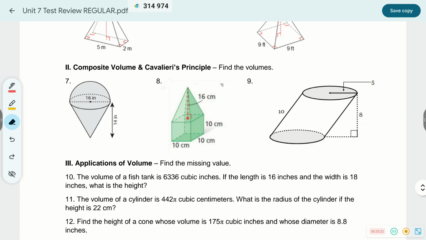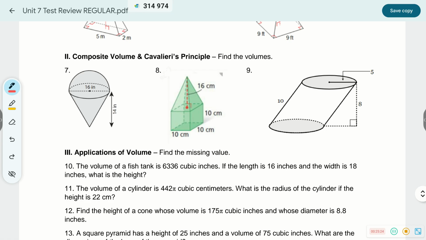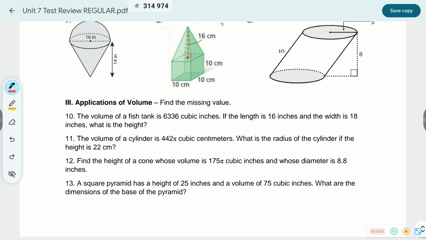Okay, so now we got the volume of a fish tank is 6,336 cubic inches. If the length is 16 inches and the width is 18 inches, what is the height? Okay, so it's given us a piece of information. Now we actually have to solve for a missing length or a missing variable. So in this instance, we have volume equals, well, actually that is the volume.